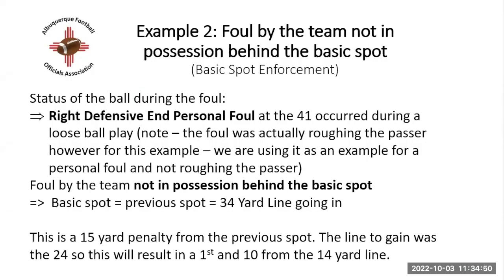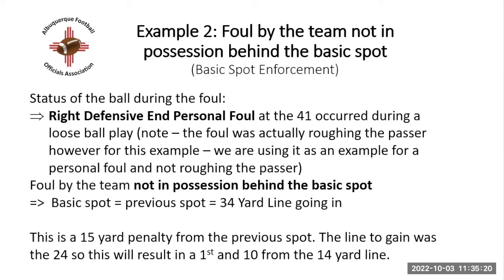Right defensive end foul at the 41 occurred during loose ball play. Again, note this is a roughing the passer. We are not using that as an example. If this was a roughing the passer, it would have been 15 yards from the previous spot if the ball's incomplete. If the ball was caught and you have a roughing the passer, then we'd have a 15-yard add-on. Of course, half the distance might apply in that situation, but it'll be 15 yards from where the end of the play occurred, end of the run, catch and the run.